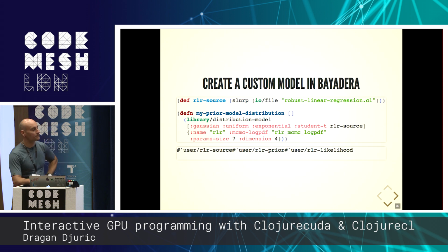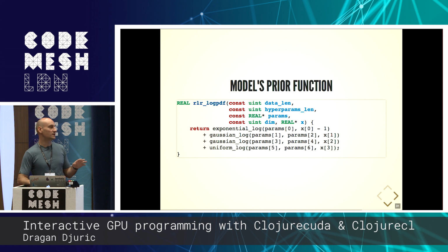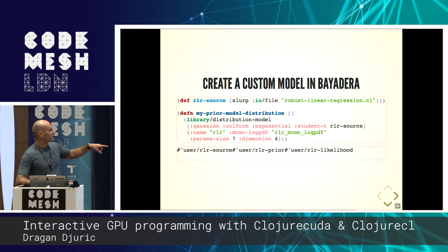So how to do it in Bayadera? This is a Clojure REPL. I can write a small amount of C code to describe the likelihood and prior. But then I can load this code and create a distribution, use some ready-made code from Bayadera, and everything will be automatic. So let me show you. This is the model's prior function. You see it's some really simple C. It's not complicated code. You can recognize all these 4 distributions from the previous slide.